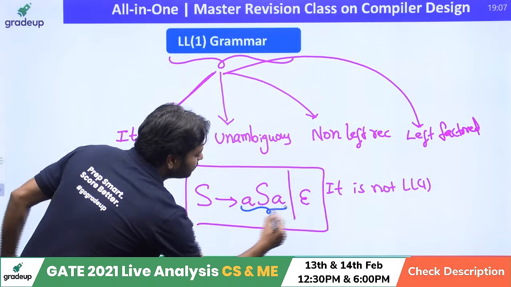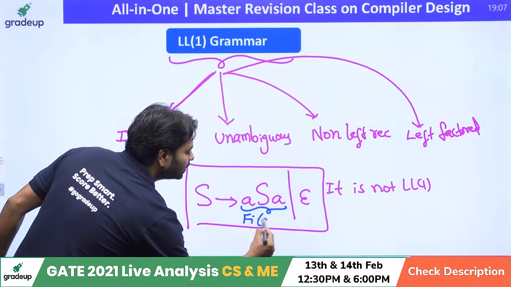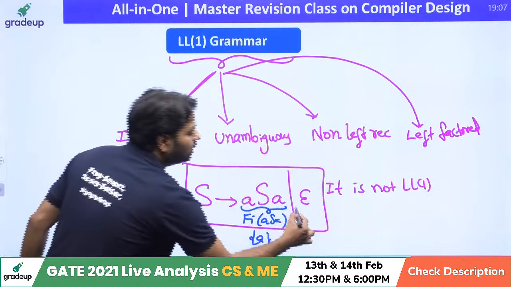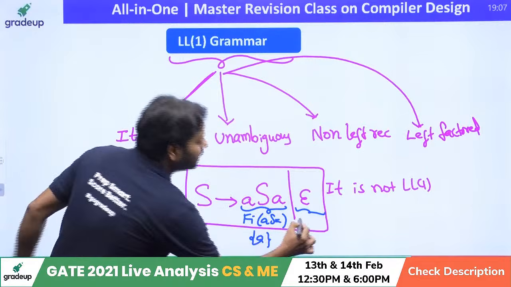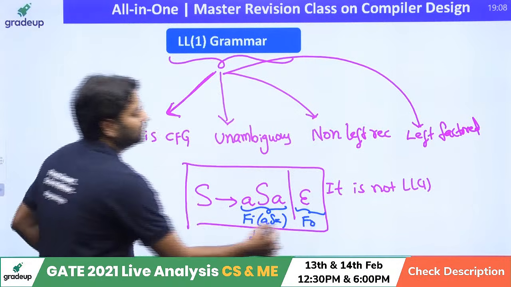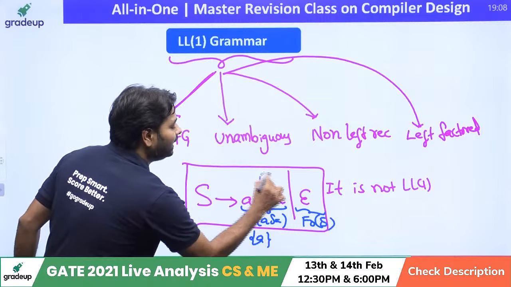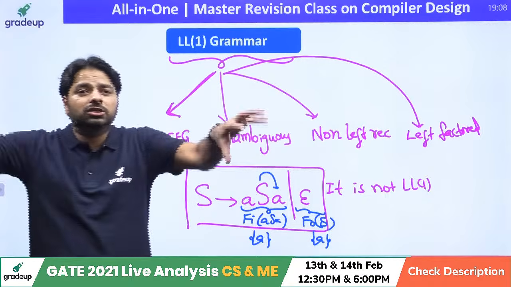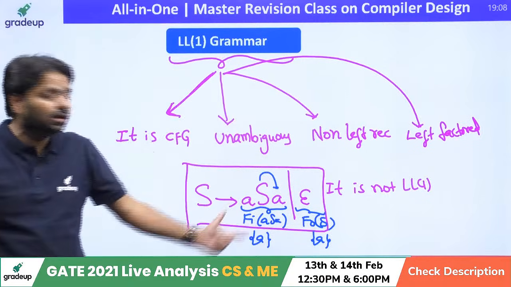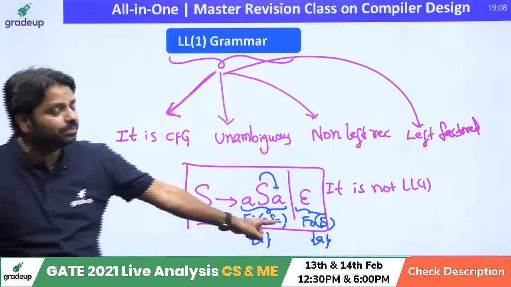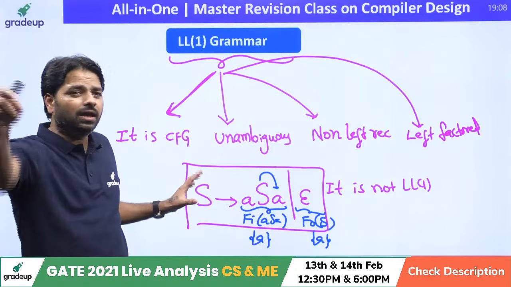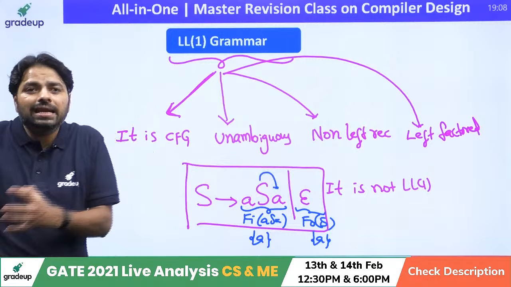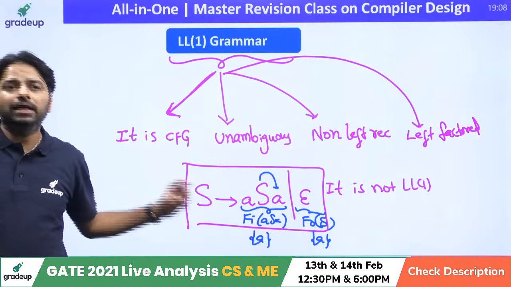What is the first of this one? First of ASA is A. And because of epsilon, in the derivation, you need to compute follow of S. What is the follow of S? You get A. So here you will get A. So there is a common terminal from both the productions that you are not able to see directly, but during the derivation you will see it. From S, if I want to derive A, I can choose this production or this production. From both productions, I can get A as the next token.